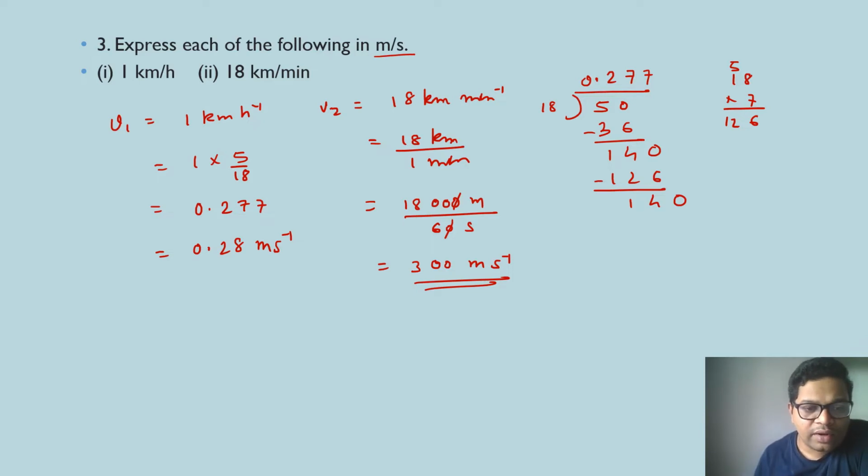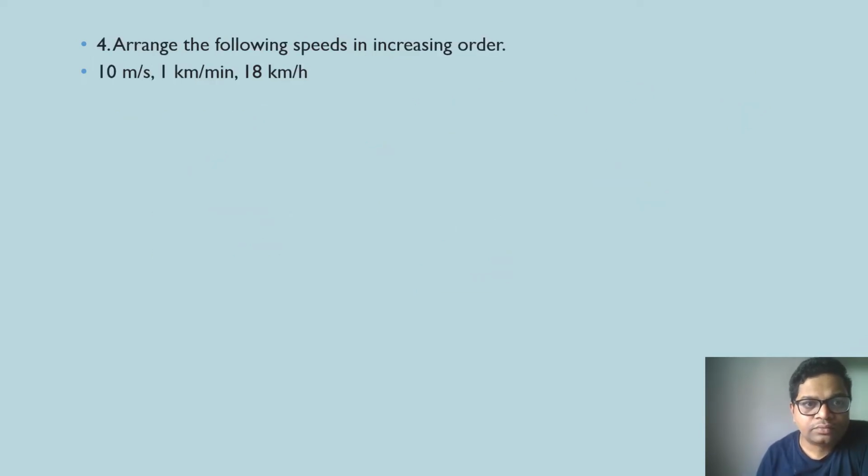Moving ahead to the next question. This is to arrange the following speeds in increasing order. Whenever you have to write in increasing order, decreasing order, ascending, or descending, you have to make sure that every value is in the same unit. Here this is meter per second, so 10 meter per second. Let it be meter per second. We'll convert everything else into meter per second.